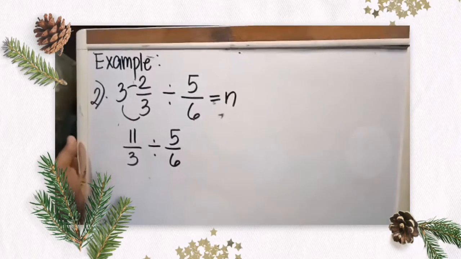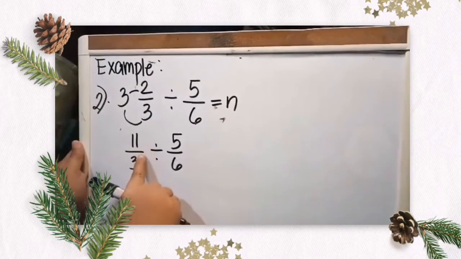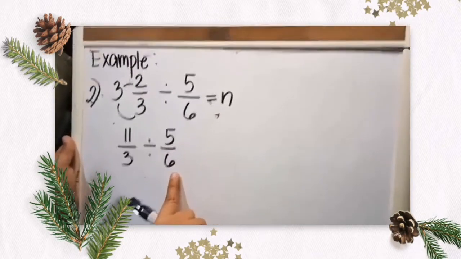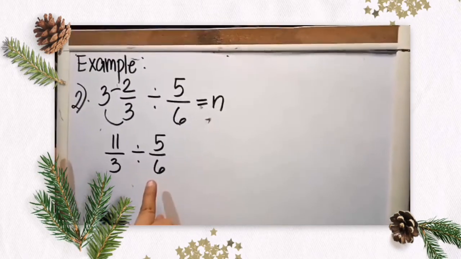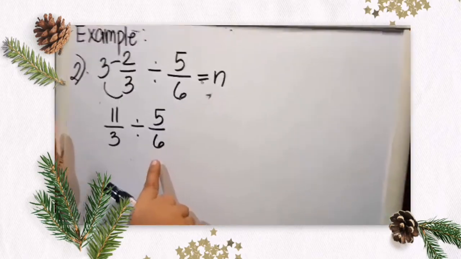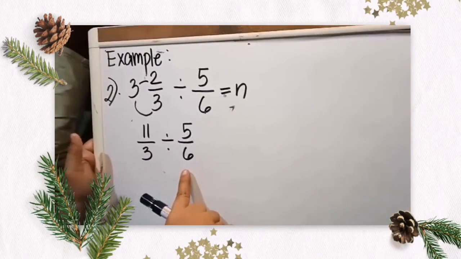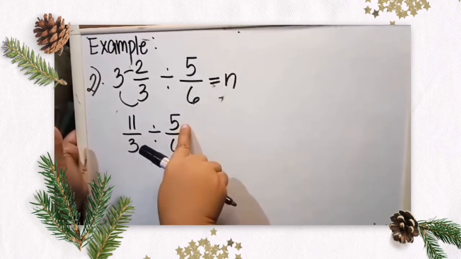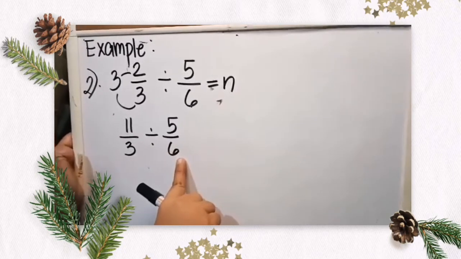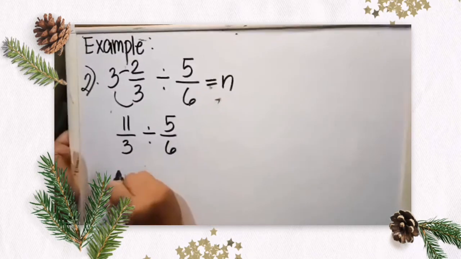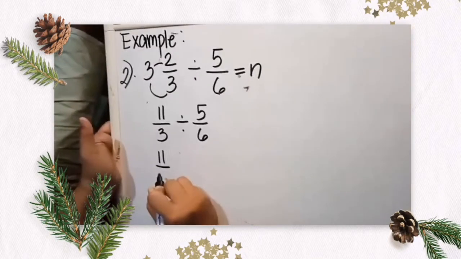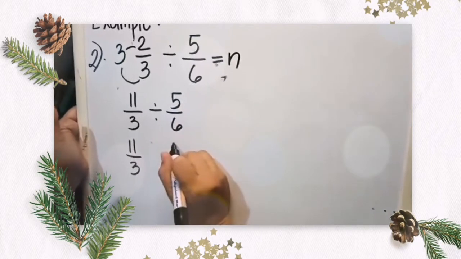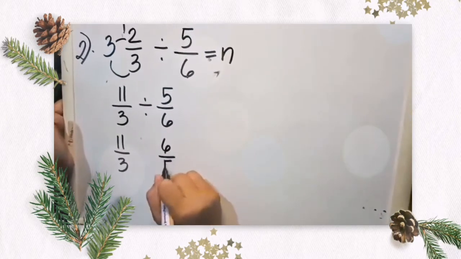Okay, that's it. Now, continue. 11 over 3 divided by 5 over 6. Okay, ighuman, pangitao na to ang reciprocal sa divisor. Unsa may reciprocal sa divisor? Okay, atong divisor is 5 over 6. So, ang reciprocal niya, 6 over 5. So, copy your dividend, 11 over 3. Then, the reciprocal of 5 over 6 is 6 over 5.